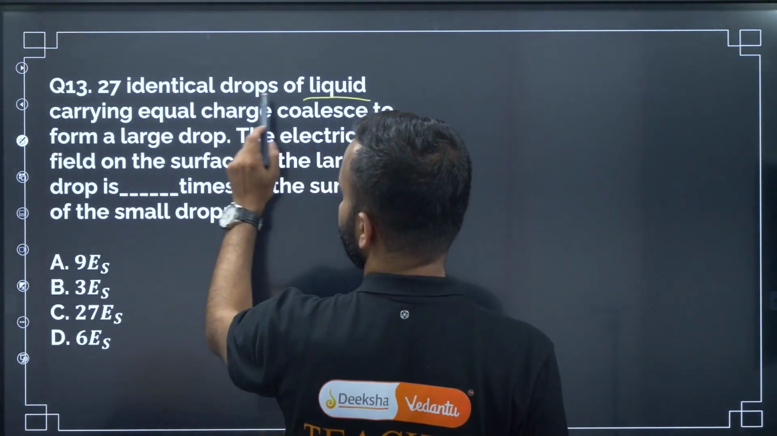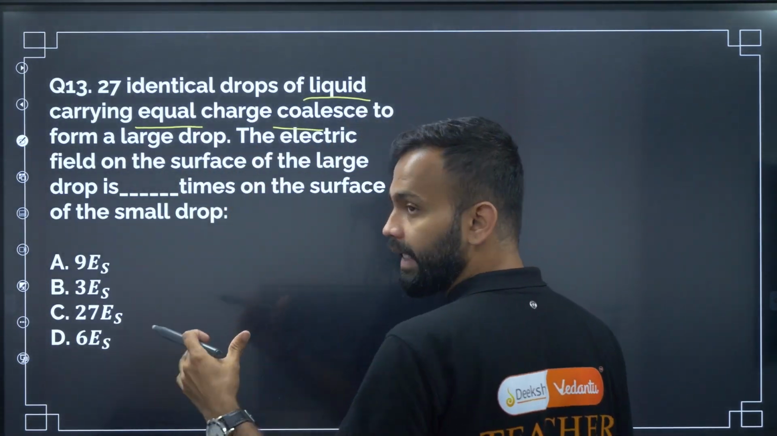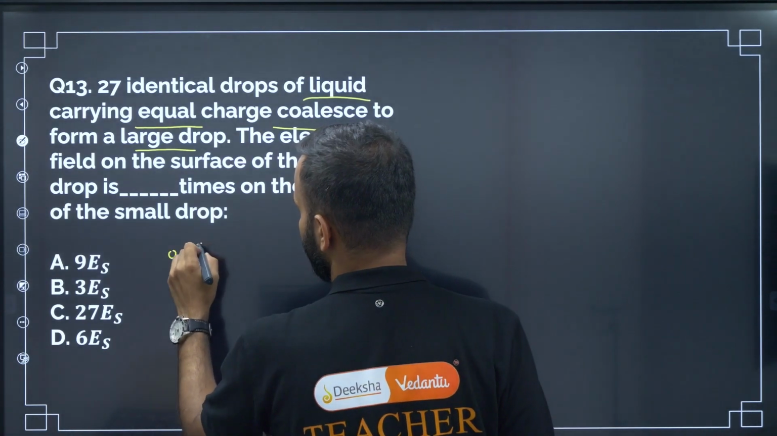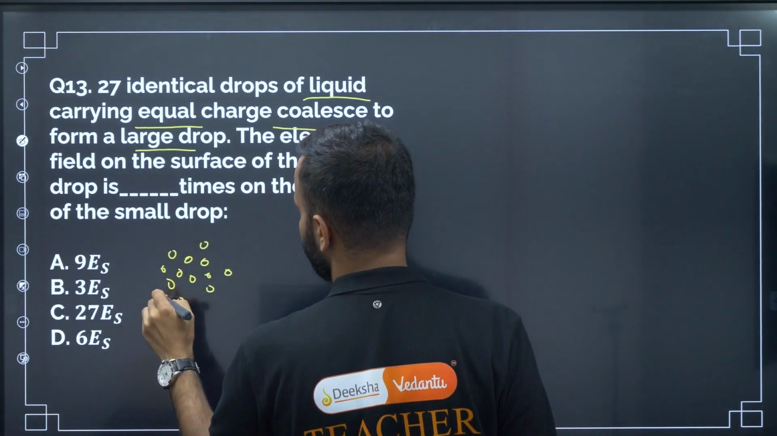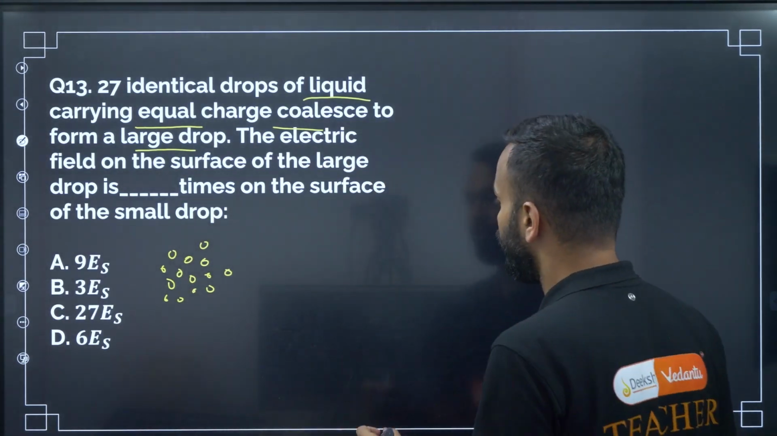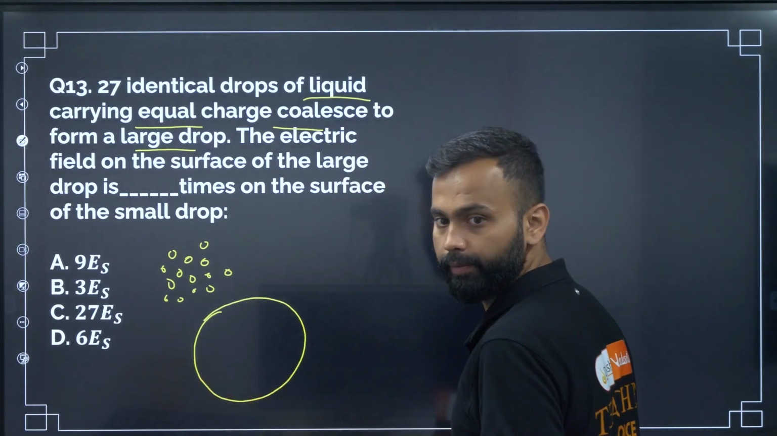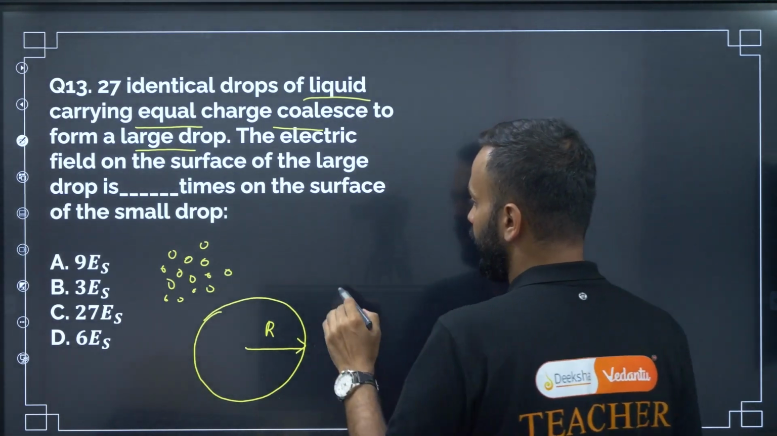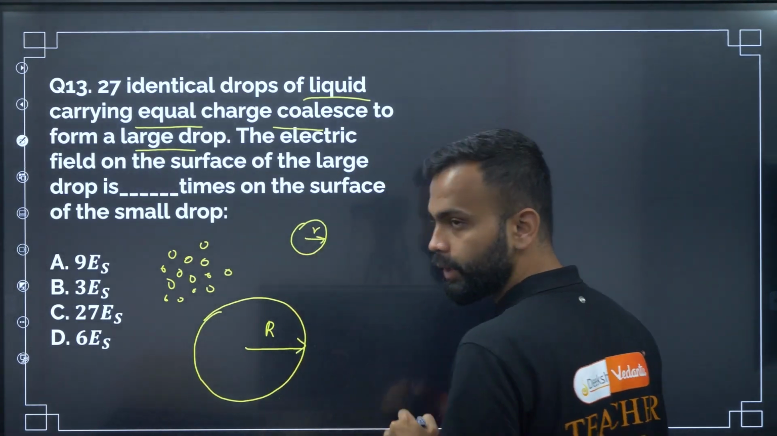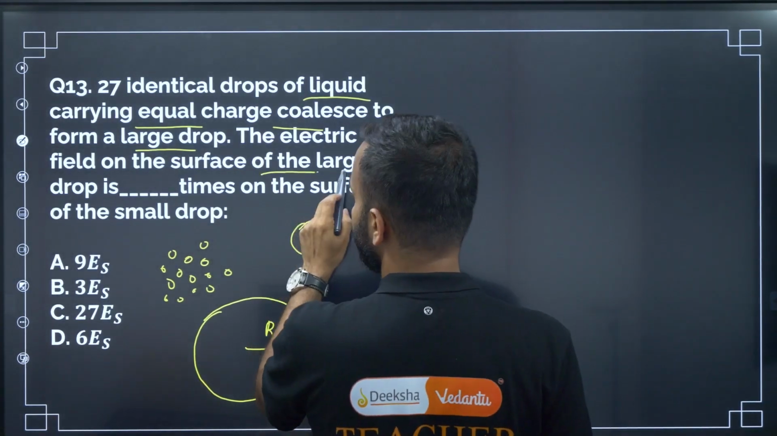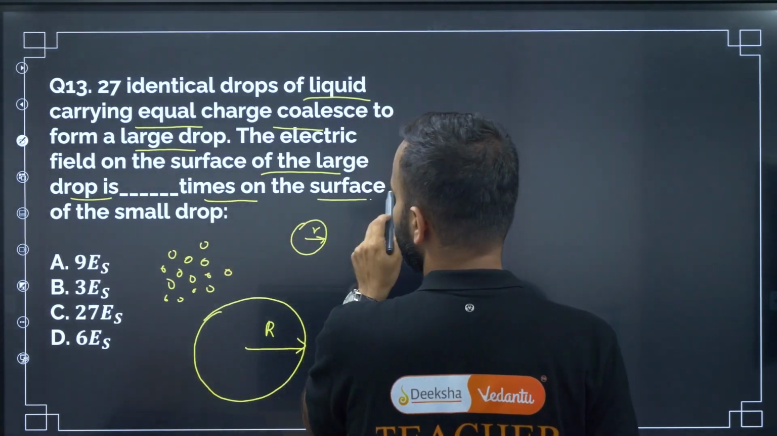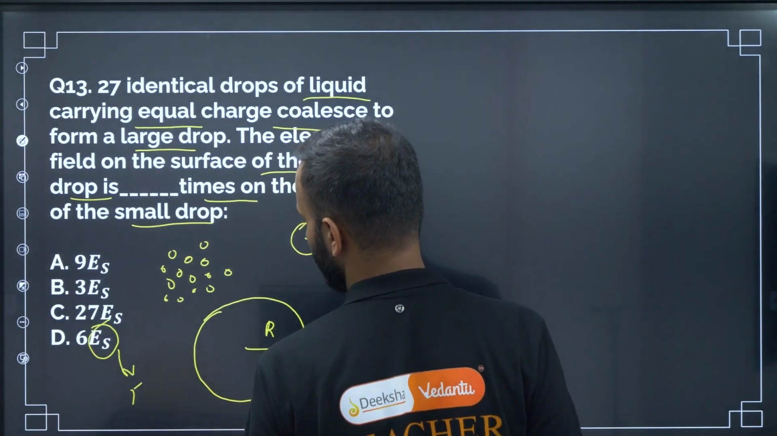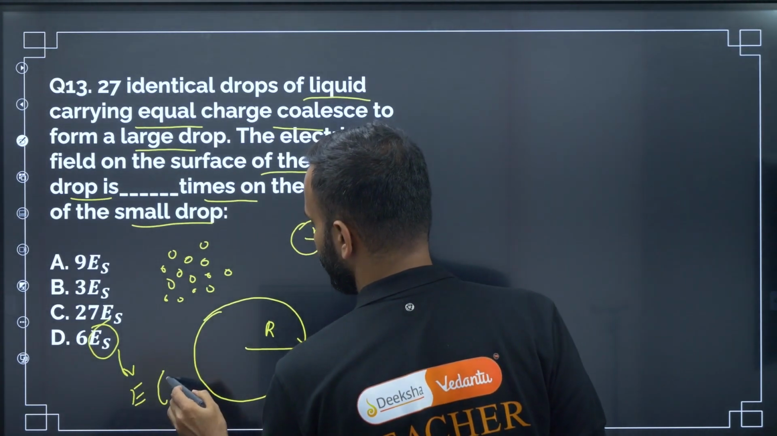Question number 13. 27 identical drops of liquid carrying equal charge coalesce, that is combine, to form a large drop. Here 27 drops coalesce and combine to form a larger drop, right? Let's say the radius of the large drop is capital R and the radius of the smaller drop is small r. The electric field on the surface of the large drop is dash times the electric field on the surface of the small drop. Here Es is the electric field on the surface of the smaller drop.